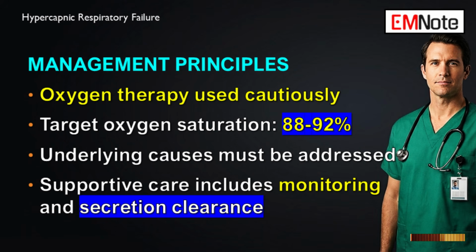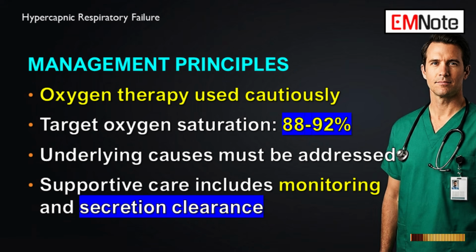It's a narrow window. You want to maintain the oxygen saturation between 88 and 92%. 88 to 92. That range provides adequate oxygenation without running the high risk of worsening their hypercapnia. And while we're providing this support, we can't forget the underlying cause. The ventilator is just a bridge. You have to be treating the trigger at the same time. Bronchodilators for COPD, reversal agents for an overdose, diuretics for fluid overload.